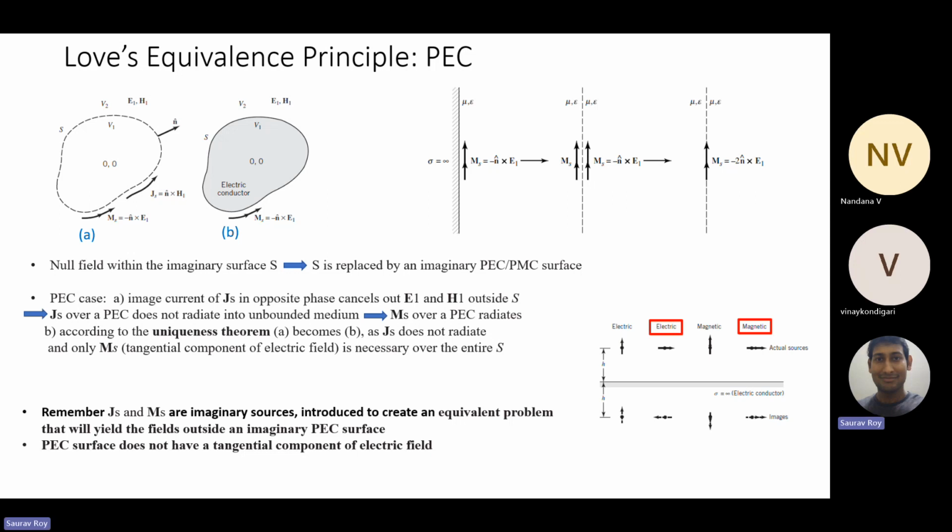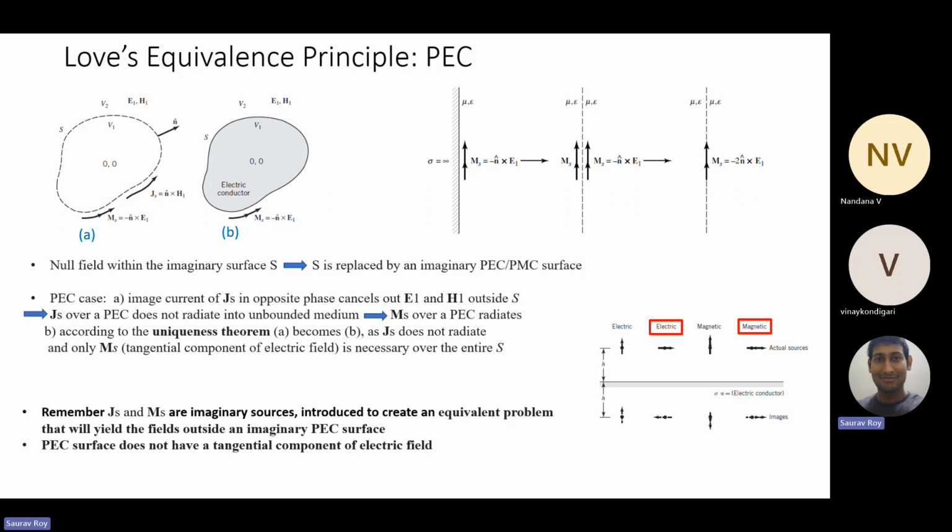If we have the equivalent problem like this, Ms, then go to the next picture and follow the arrow. Even if you remove that PEC, there is the image source, right? If you take the image source, both are in the same direction, and if you further follow the arrow, both of them add up and it becomes Ms equals minus 2 n cross E1, because the source and image source are the same, so they add up. You see how the problem is simplified.